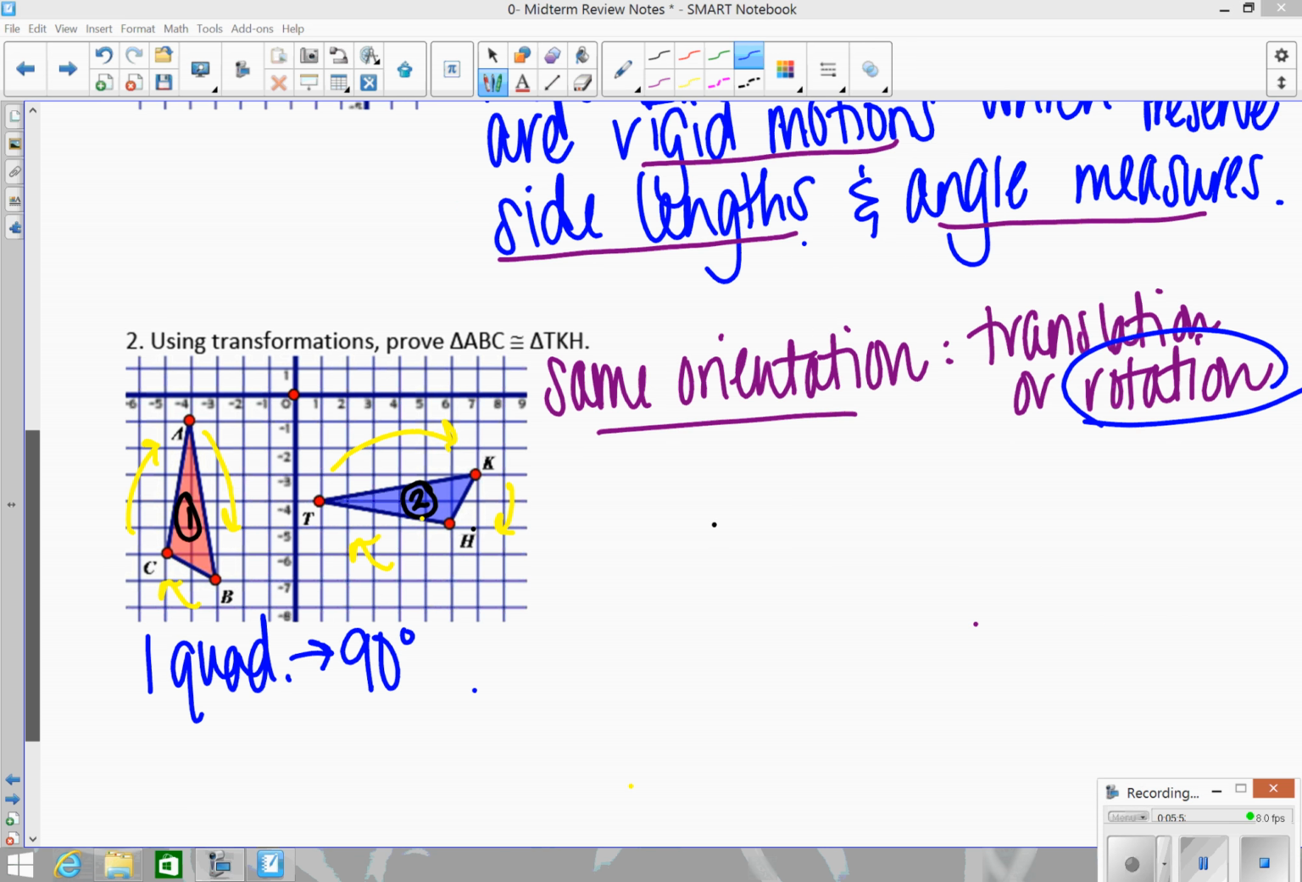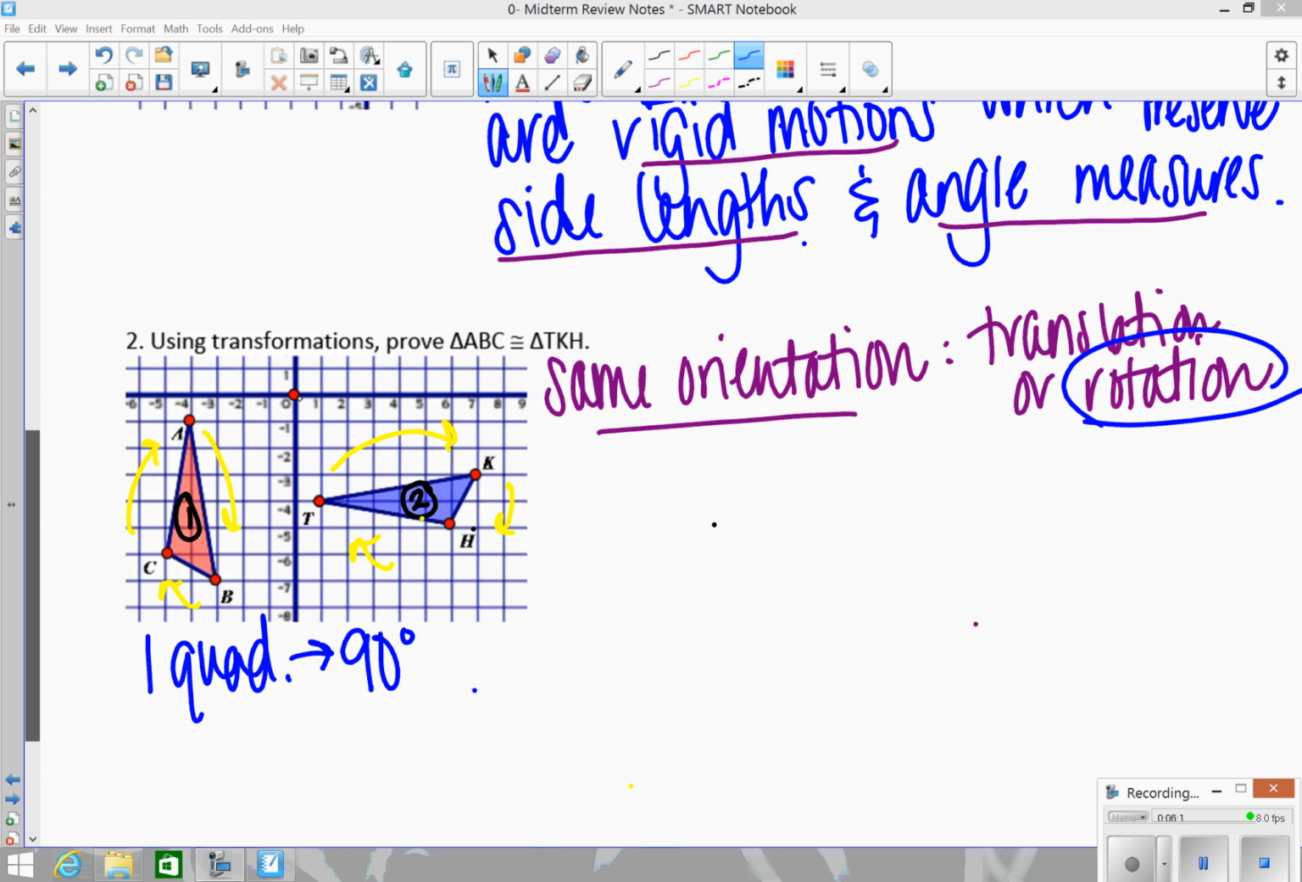And then to figure out the center of rotation, you could connect any pre-image and image points. So like if I connected A and T, I could then do the perpendicular bisector of that and then connect, let's say, B and K, do the perpendicular bisector of that one. Where those cross, that's the center.